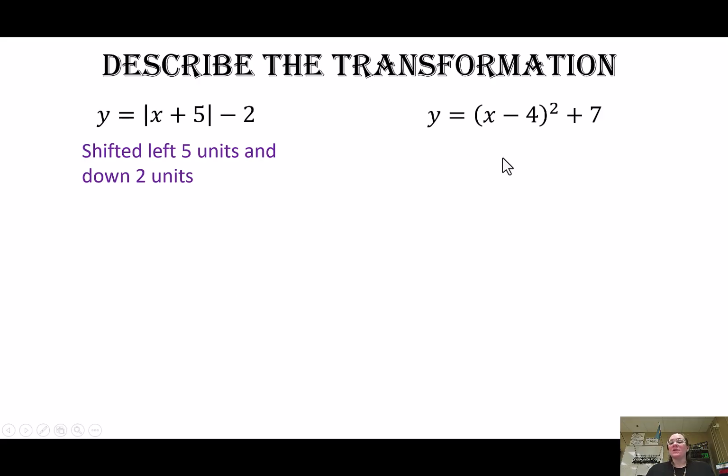All right, what do we think about this last one? x minus 4 squared plus 7. Start with your left and your right. What are we doing? We're minusing, so we're shifting right 4 units. And then since we added 7, we shifted up 7 units.